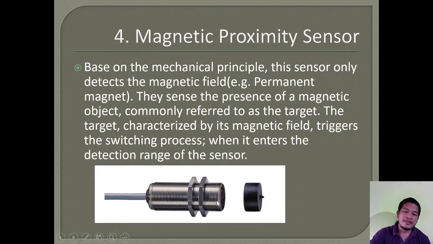For example, on the hub or the wheel of the vehicle, the magnets are placed. Then the magnetic proximity sensor detects them. So when the wheel turns, it can measure your speed or the RPM, the revolutions per minute, of the rotation of your wheel. So that is called the RPM, revolution per minute.